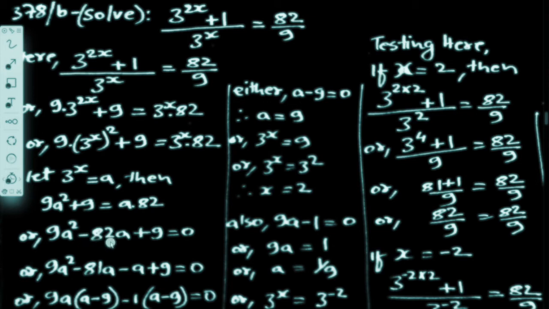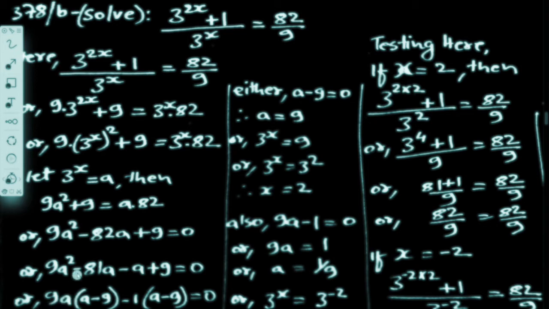From this expression, we should get the factors by the factorization method. After getting the factors, only then can we get our required value. So see here, 9a squared minus 81a minus a plus 9 equals 0. Now the middle part is broken into two parts: 82 is turned into 81 and 1, so 81a and a. It comes here as 9a squared minus 81a minus a plus 9 equals 0.